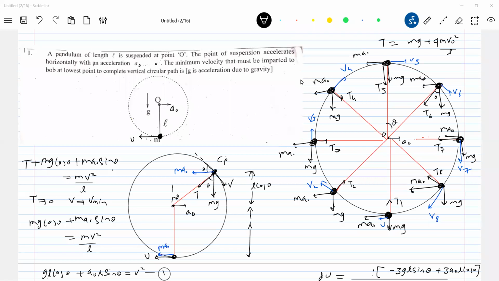When the bob moves from here to here, what is the net displacement? It is only L sin theta, no? The bob has moved from here to here, so the work done by the pseudo force will be only with this L sin theta. Look at the diagram. The displacement from the lowest point to the critical point is L sin theta, horizontal displacement. So the work done by the pseudo force should be minus m a naught L sin theta.